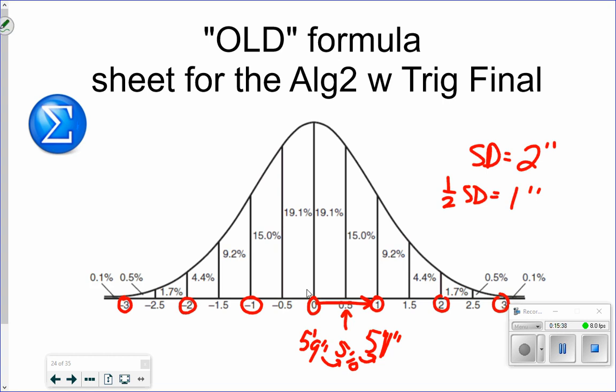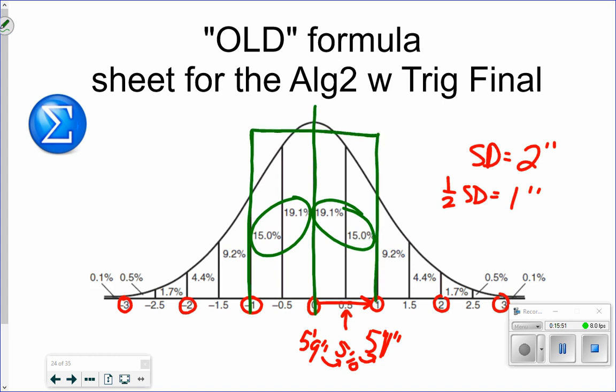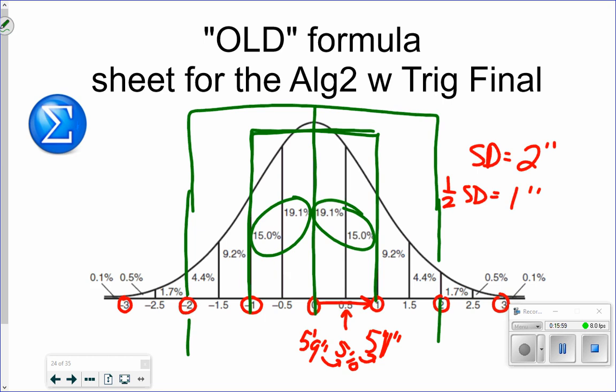But anyways, if I added these two here, I still get 34.1. And if I added these, I still get 34.1, which means between these two would still be my 68.2%. If I added up everything between two standard deviations, you would get your moneymaker, 95.4%, and so forth. So they gave you this chart. It is a million times easier to use the calculator.